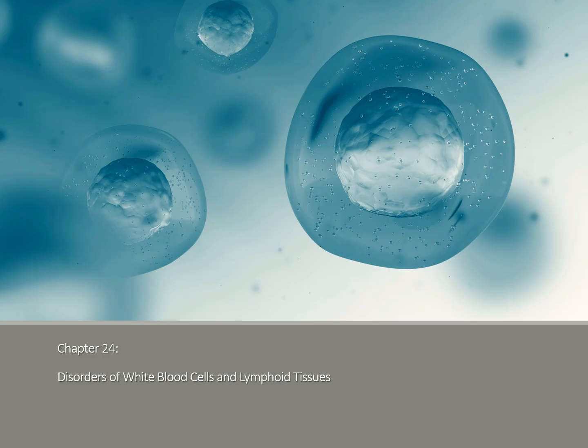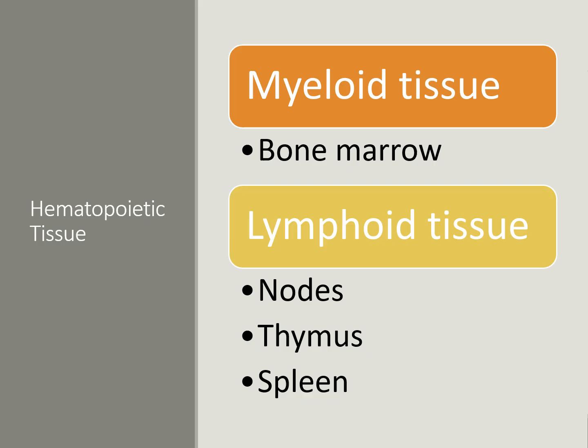Proliferative disorders may be either reactive, that occur in things like infection, or they may be caused by neoplastic causes that we see in things like malignant lymphomas and leukemias. So we have two different types of hematopoietic tissues. We have the myeloid tissue, which consists of the bone marrow, and we also have the lymphoid tissue. Those are the various lymph nodes, which we'll talk about, as well as the thymus and the spleen.